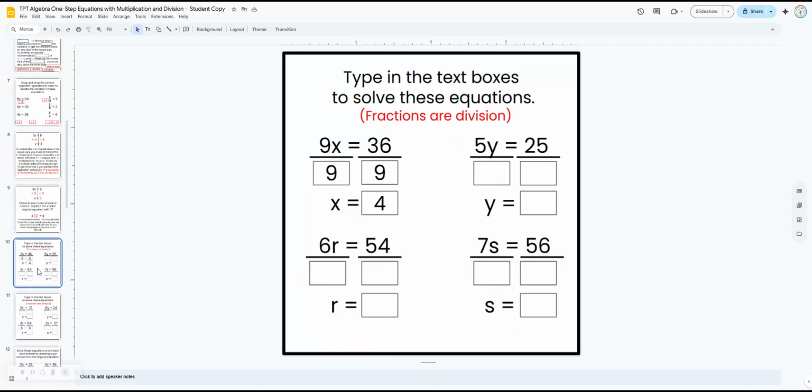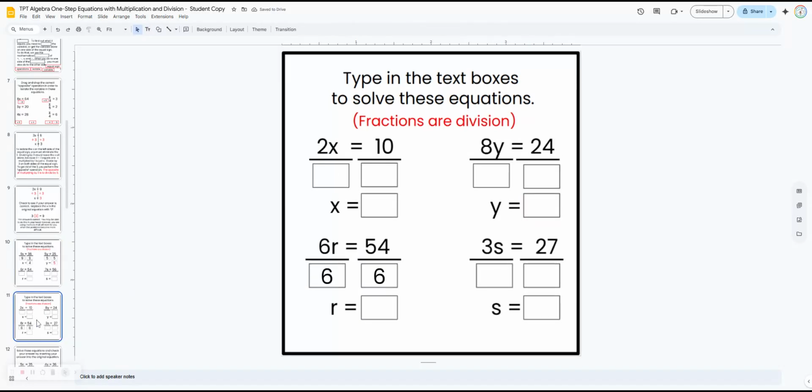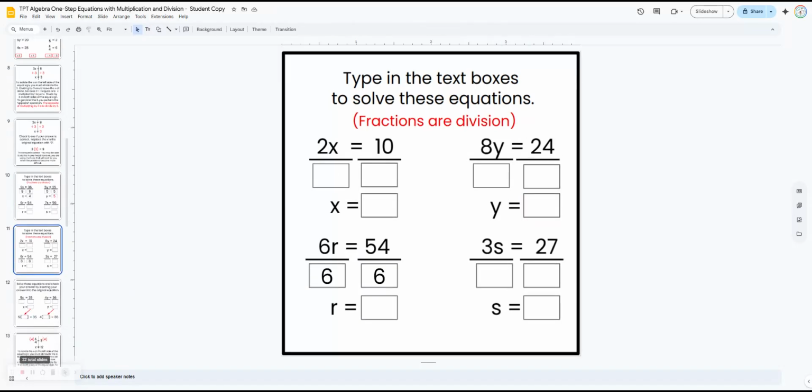The next few slides are going to be some practice. Here we've got some multiplication problems. Students are going to do the opposite operation. First one is done for them, so this one, they're just going to type in 5 on both sides. They're dividing by 5, and then here they're going to get y equals 5. They're going to do the same with the next few problems and on the next slide also.